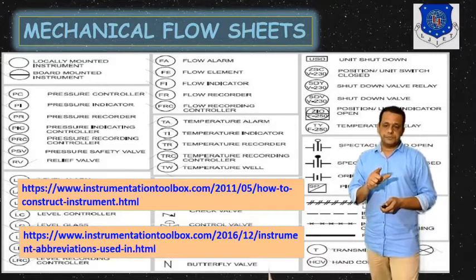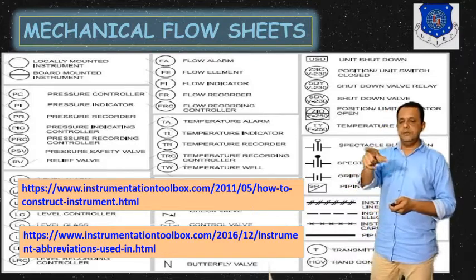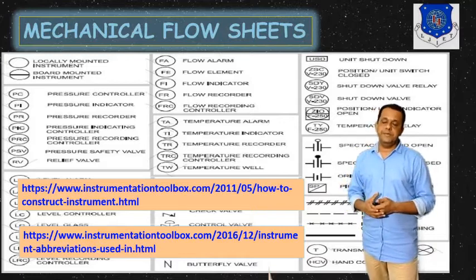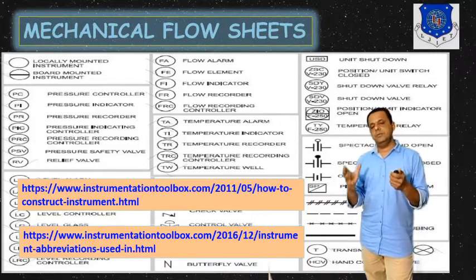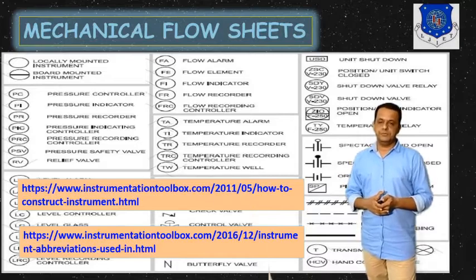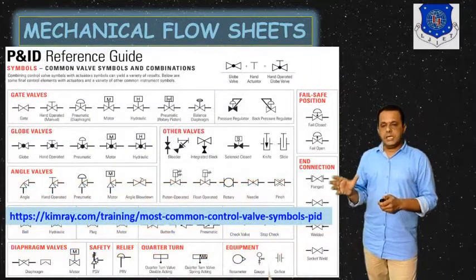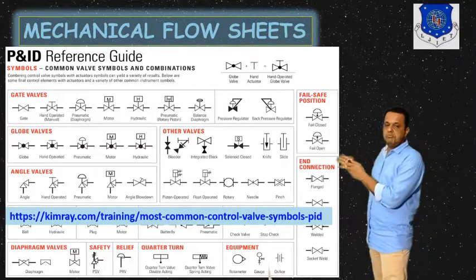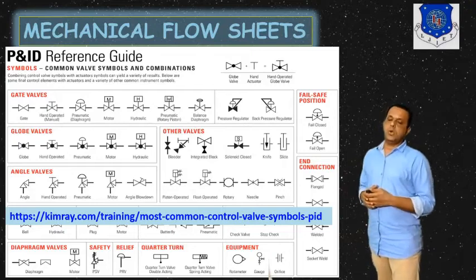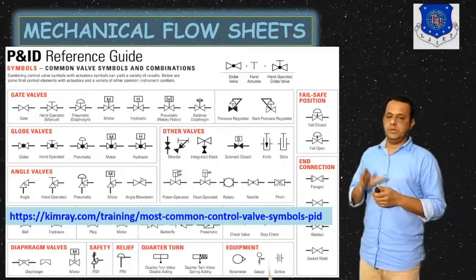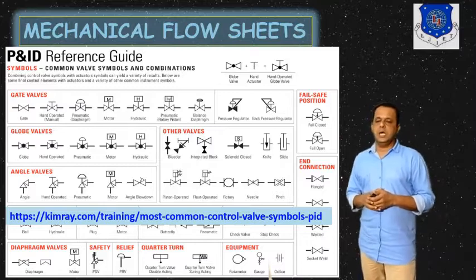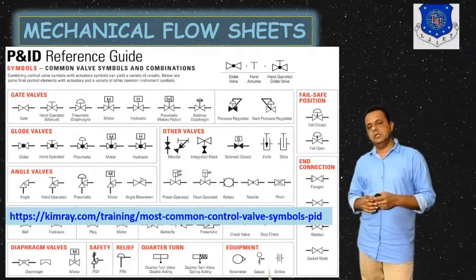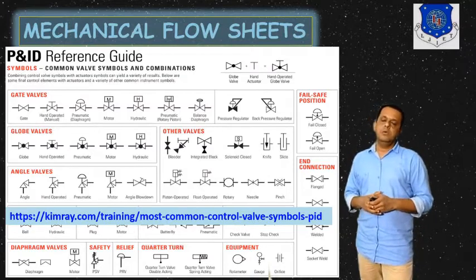Another is abbreviations. Here we are using a lot of symbols in the bubble, but there are a lot of abbreviations, standard abbreviations, that you should utilize while making this mechanical flow sheet. Another professional resource is where these are the further symbols, common valve symbols and combinations, that you can get from Himmelstein.com. They have developed it for training purposes, and they show the most common types of valve symbols here.